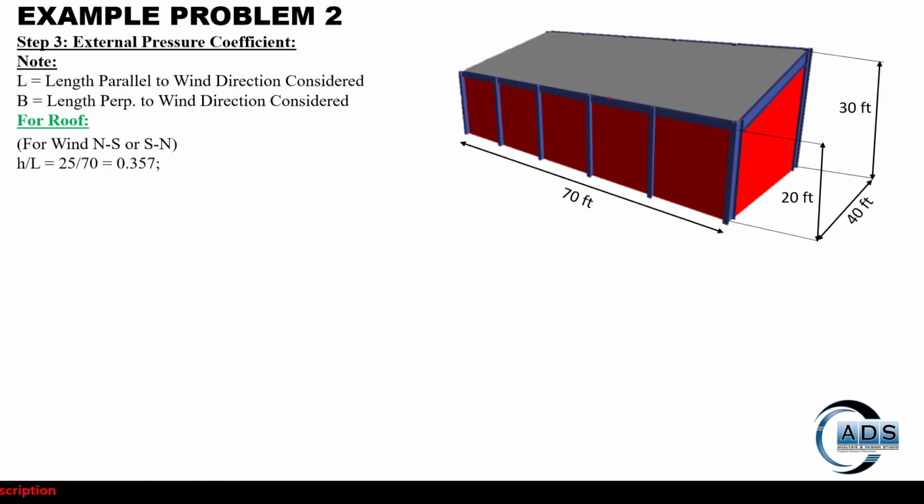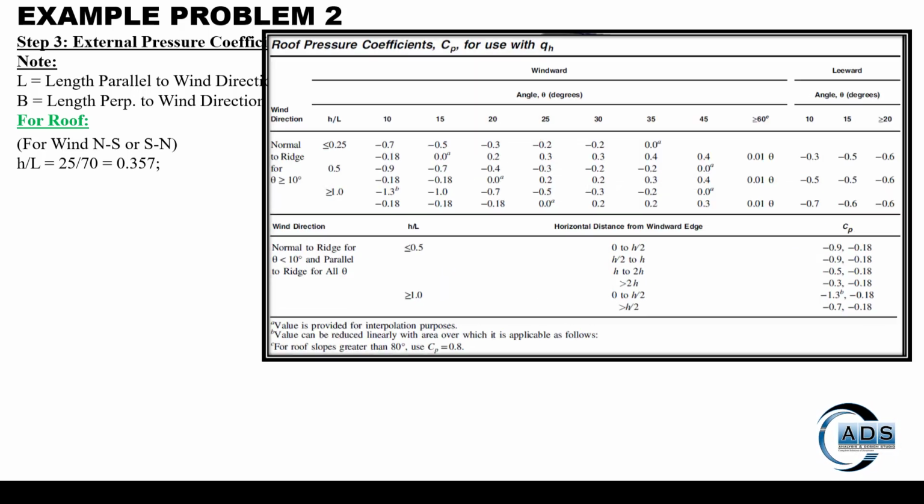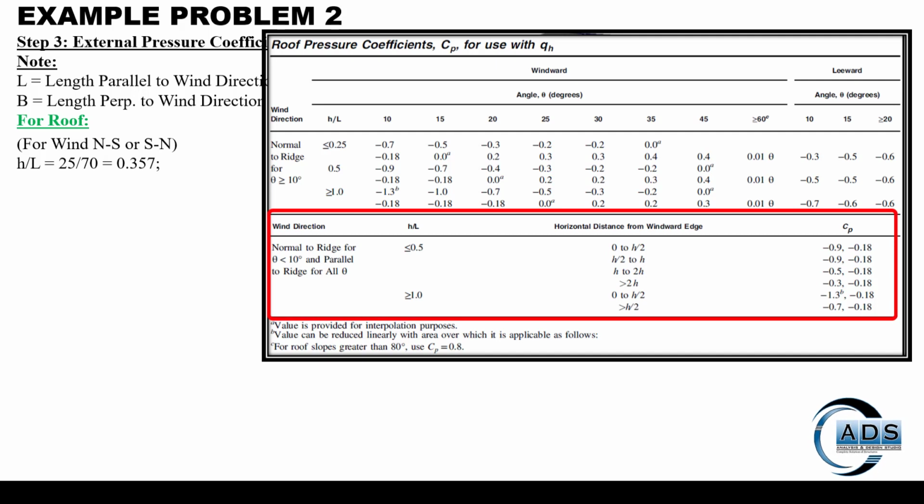Now for wind north to south, the H over L value is 0.354. This time the wind is parallel to the ridge, so we are looking at the lower portion of the table now. Since the H over L value is less than 0.5, there are 4 regions, similar to example 1.